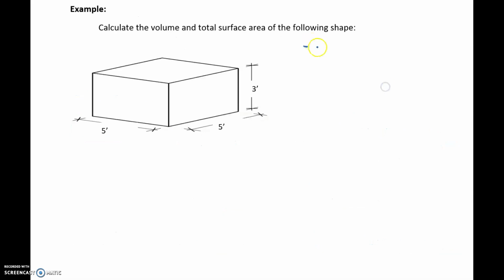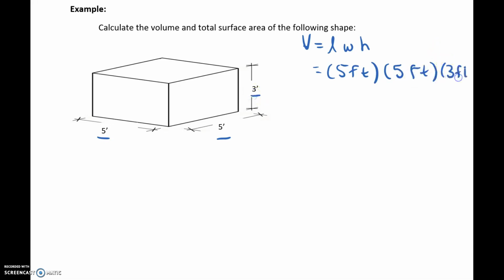Let's do a basic example. Calculate the volume and surface area for the following shape. We use the formula volume is equal to the length times width times height. The length is 5 feet, the width is 5 feet, and the height is 3 feet. To perform the calculation, we take each of the units of measure and multiply them together in our calculator. 5 times 5 times 3 is 75. The units are cubic feet. Our answer for the volume is 75 cubic feet.